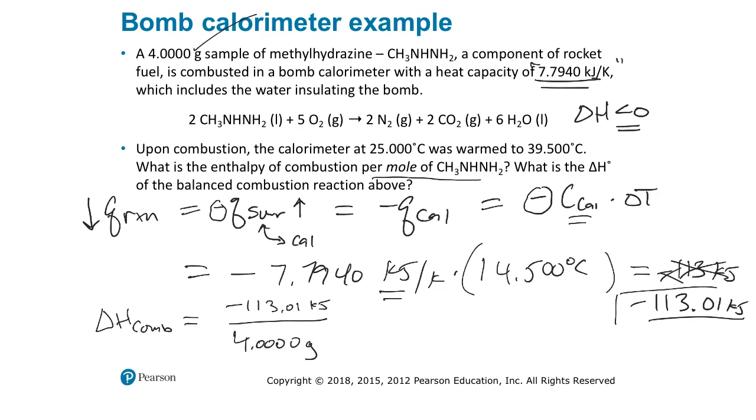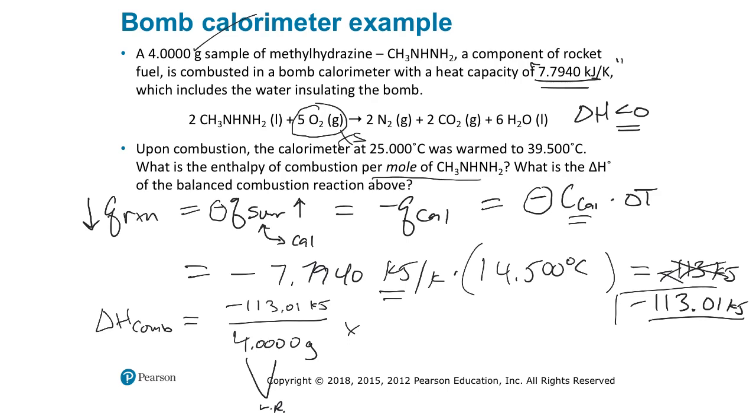And so if we wanted the kJs per gram enthalpy of combustion, the enthalpy of combustion per gram, we could just divide 113 by 4. But that's not what we want. We want the enthalpy of combustion per mole. And so, again, we would look for the limiting reactant here, and the limiting reactant being that organic substance. The oxygen in the calorimeter is always going to be in excess. So this oxygen gas is always in excess here. So we're using the 4 grams of the methyl hydrazine.